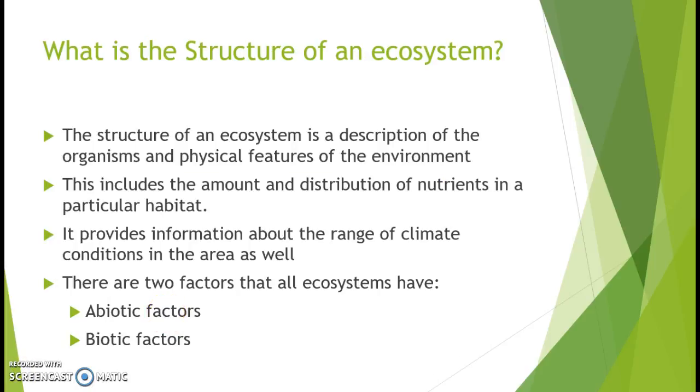Okay, so what is the structure of an ecosystem? The structure of an ecosystem is the description of the organisms and any other physical features present in the environment, including weather, nutrients, and the particular habitat surrounding the area. It provides us with a range of information: climate, soil, water, animals, bacteria, fungi, and how they all live cohesively in that ecosystem. As we talked about in class, two things that you really needed to understand were that all ecosystems have abiotic and biotic factors. So what are abiotic and biotic factors?